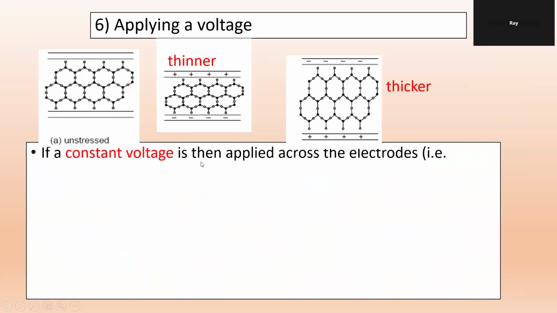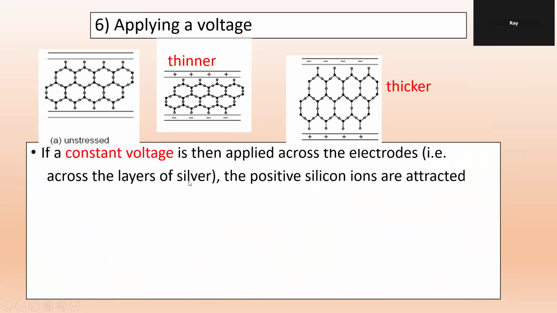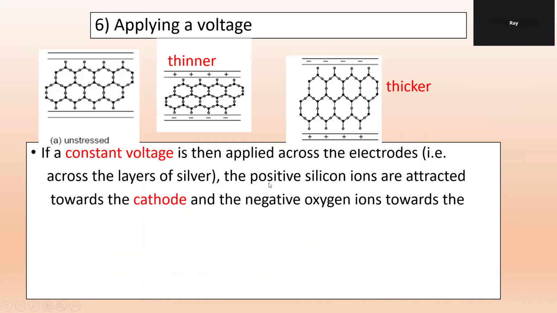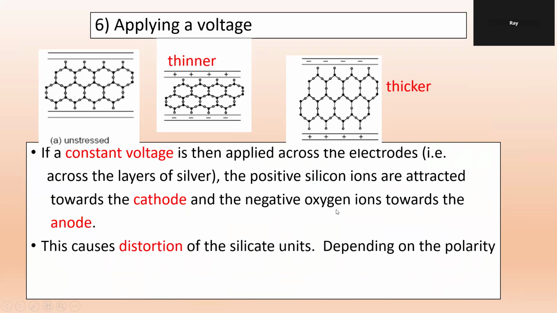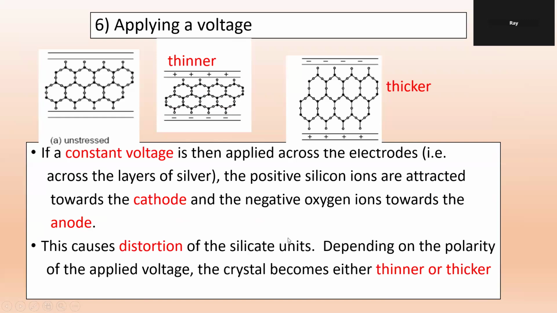if a constant voltage is then applied across the electrodes, that is across the layers of silver, the positive ions are attracted towards the cathode and the negative oxygen ions towards the anode. So it becomes thinner or thicker, depending on the polarity. This causes distortion of the silicate ions depending on the polarity of the applied voltage. The crystal either becomes thinner or thicker as a result of the altered charge distortion.